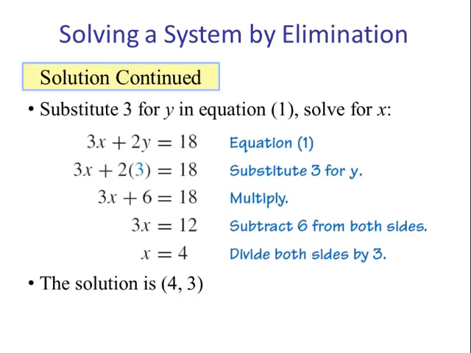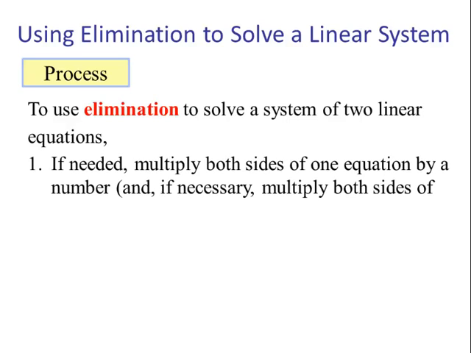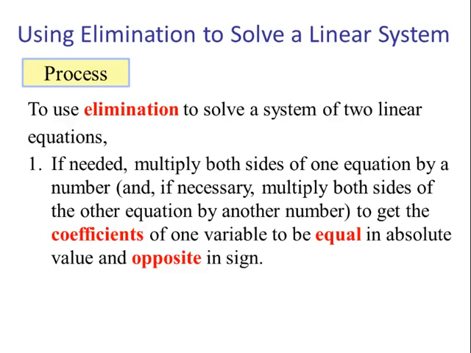So let's officially define the process of the elimination method. Using elimination to solve a linear system. Process. To use elimination to solve a system of two linear equations. Number 1, if needed, multiply both sides of one equation by a number, and if necessary, multiply both sides of the other equation by another number to get the coefficients of one variable to be equal in absolute value and opposite in sign. And that way, when we add the coefficients, it will be 0.